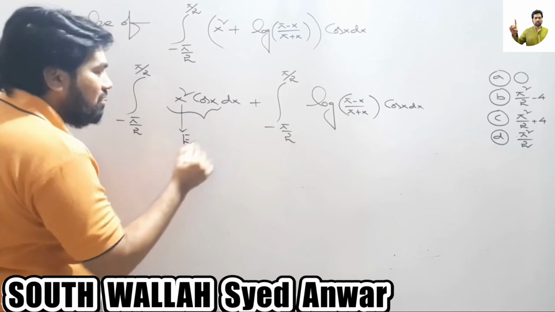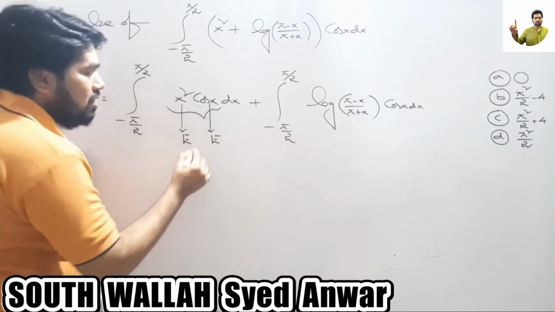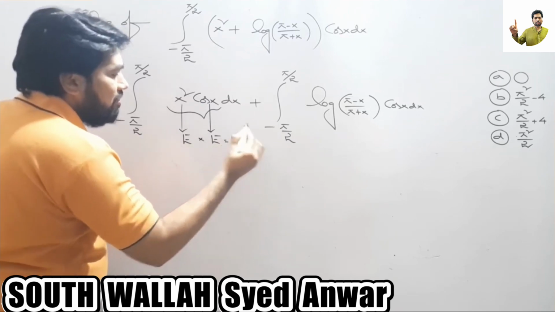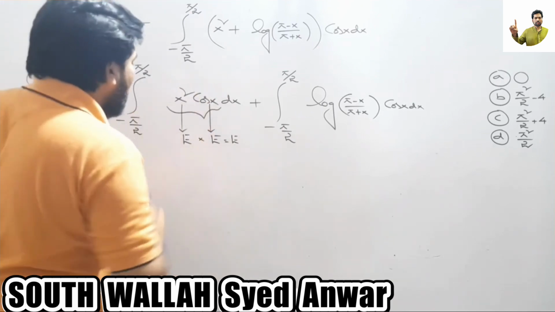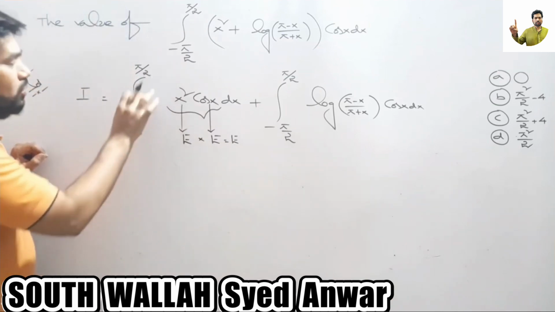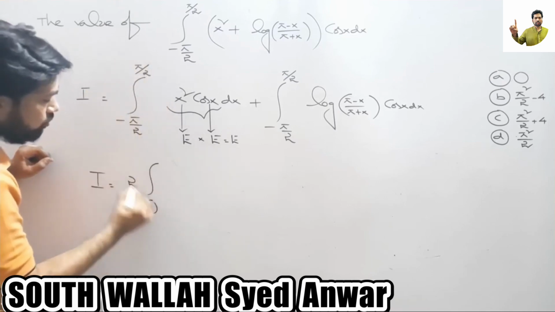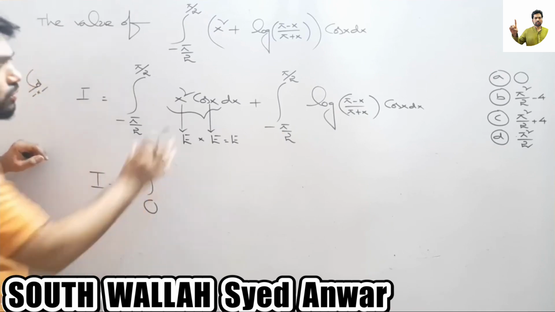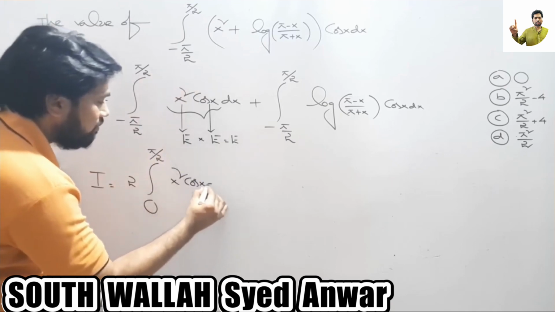X square is an even function. Cos x is the best example for an even function. So when I multiply these two functions, even into even is clearly an even function. So completely it is an even function. Even function means I is equal to integral from minus pi by 2 to pi by 2, which can be written as 2 times integral from 0 to a, so 2 times integral from 0 to pi by 2. Write the integrand as it is, x square into cos x multiplied by dx.